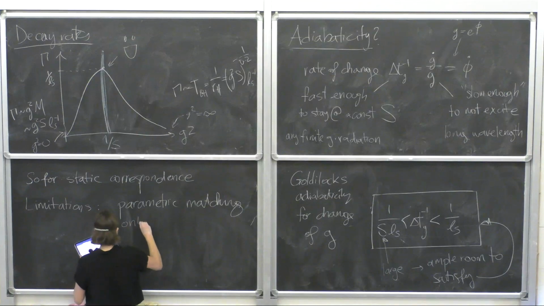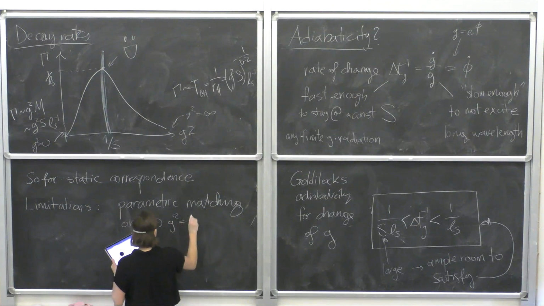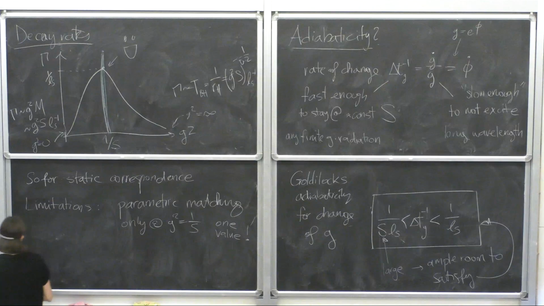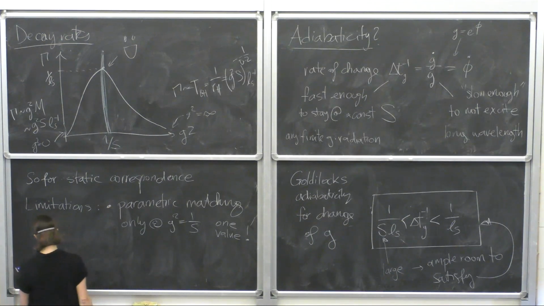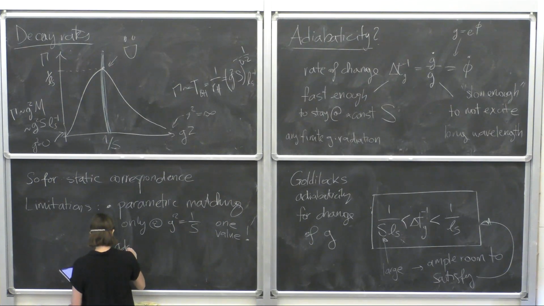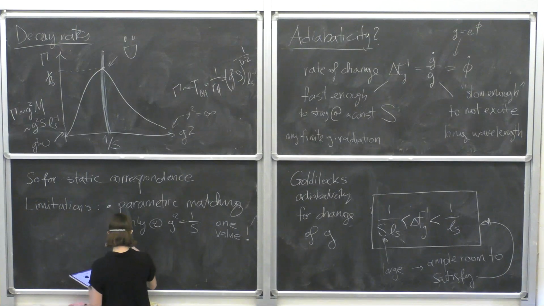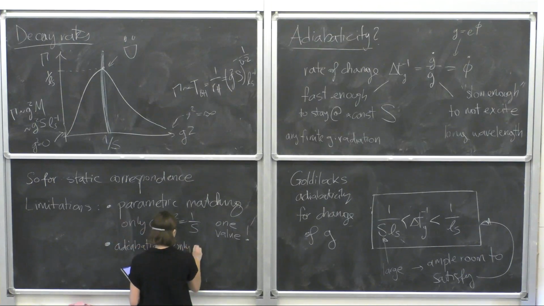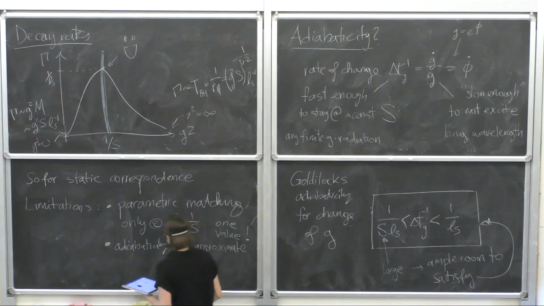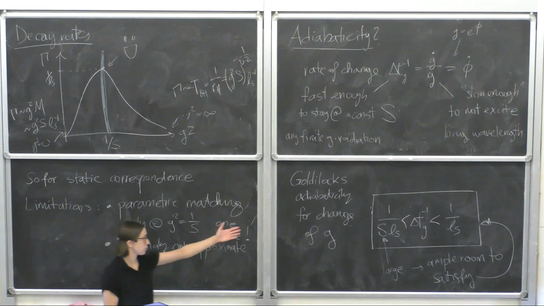And only at g squared of the order 1 over S. And this is one value. Okay? So that's one limitation. Another limitation, well, that comes with the territory, is that the adiabaticity is only approximate. But it exists within this Goldilocks regime.